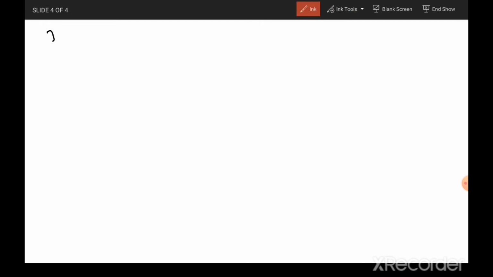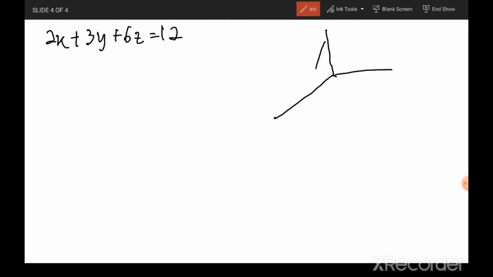Okay, this is one example where students sometimes make mistakes. So you have a plane, and this plane could be like this, usually. From the equation we can find the intervals: x must be 6, y is 4, and z is equal to 2.